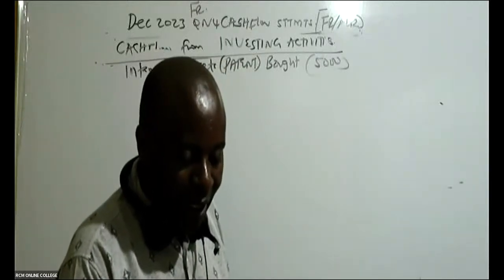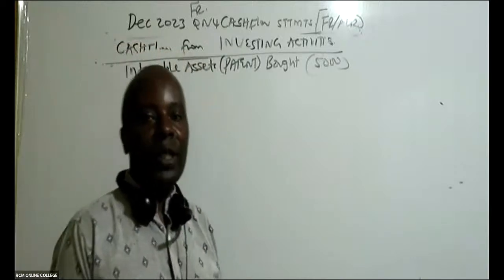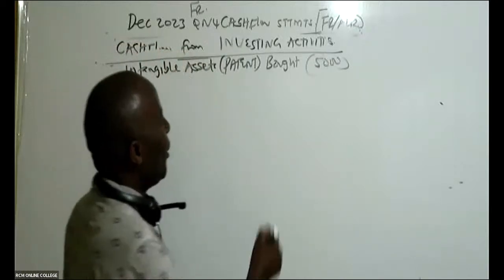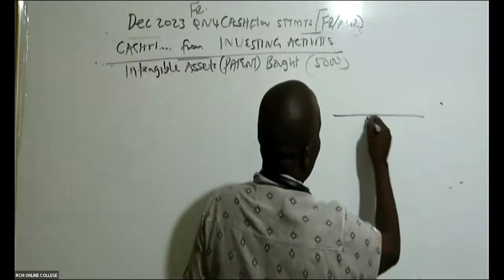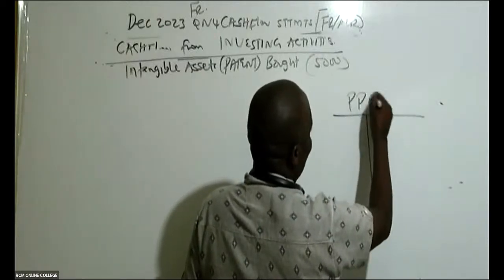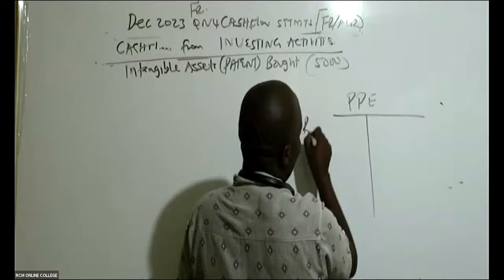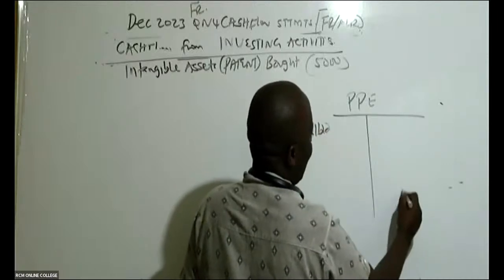Ladies and gentlemen, after that, the other investment I'll think about is the property, plant, and equipment. So come and give us property, plant, and equipment. This is an asset. So I'll say balance brought down here. Balance carried down here.